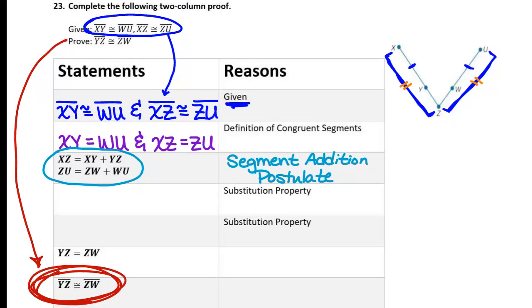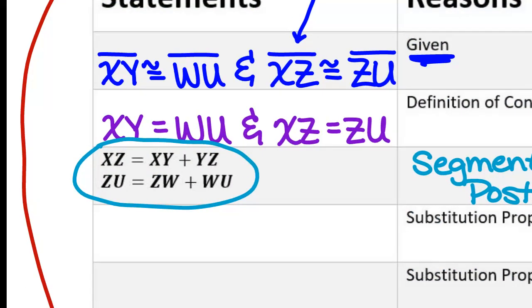All right, now we have the substitution property coming in. And it says I'm going to use substitution property here now twice. So the first substitution that I think I want to make is taking all of this right here and replacing XZ with that, because it's equal to XZ. And at the same time, I'm going to take ZW and WU and put it in the place of ZU.